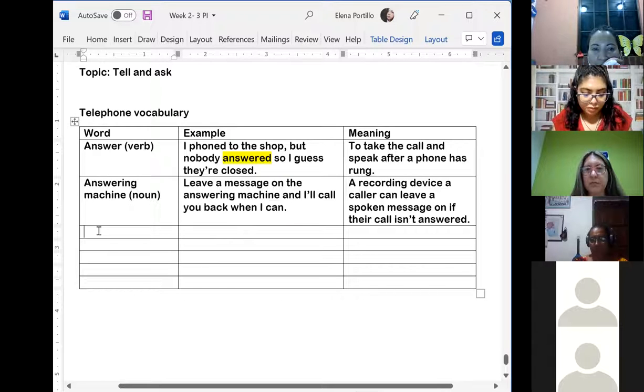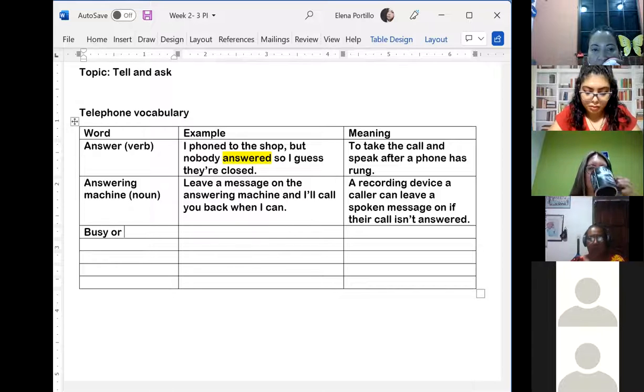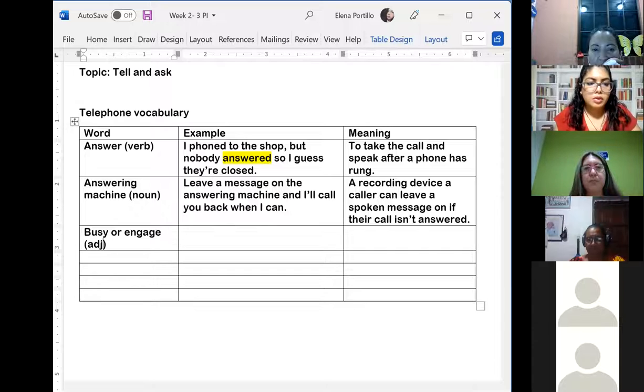Number three. We have busy or engaged, and these ones are adjectives. We have adjectives, busy or engaged. If the line's busy and you can't get through, call again later.